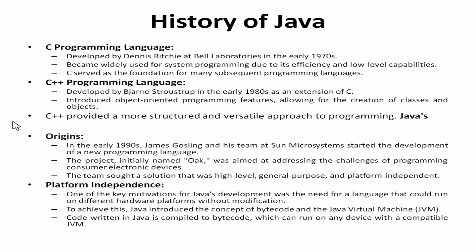One of the key motivations for Java development was the need for a language that could run on different hardware platforms without modification. To achieve this, Java introduced the concept of bytecode and the Java Virtual Machine. The Java Virtual Machine relies on the Java compiler, and it takes care of bytecode execution. Code written in Java is compiled to bytecode, which can run on any device with a compatible JVM.